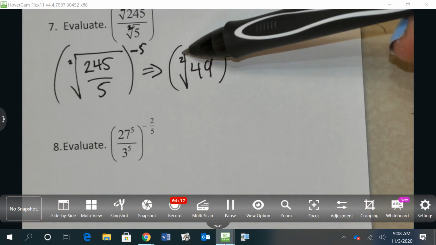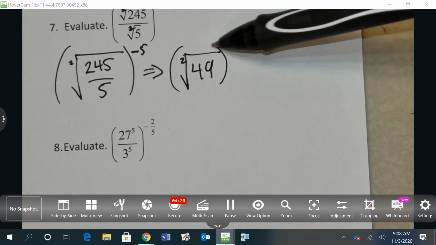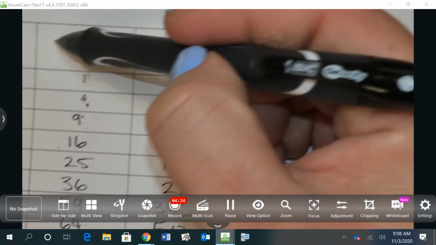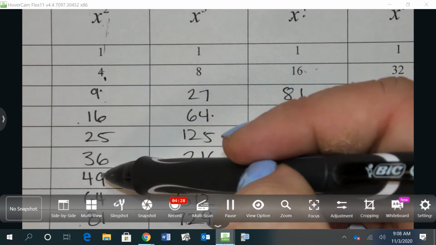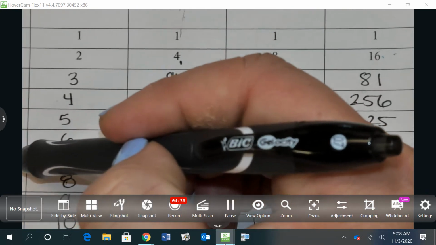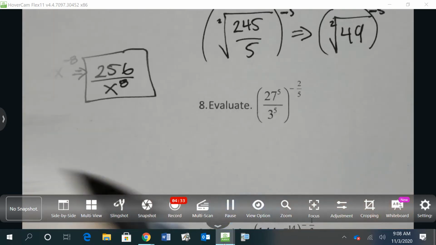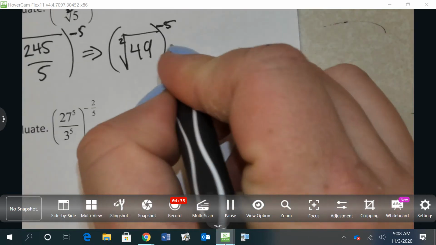I'm going to go to column 2 and find the 49. Okay, it's there. Now I'll go straight across, and we can see it's equal to 7. So this inside portion is equal to 7.